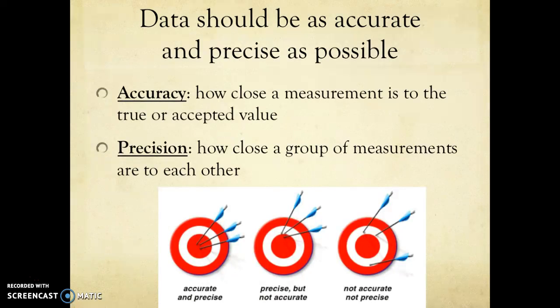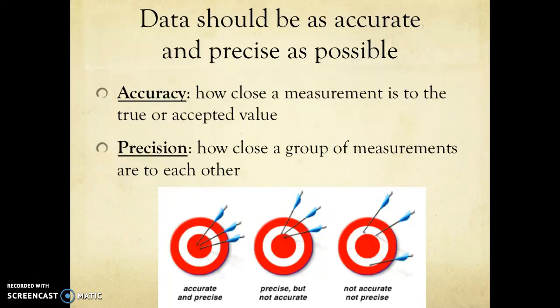One thing that's important is that data is as accurate and precise as possible. We want to be as careful as we can when we're collecting data because we want to make sure that we are being correct. We want to try our best to avoid any errors. Now, accuracy and precision are two similar things. Accuracy is how close a measurement is to the true or accepted value. And precision is how close a group of measurements are to each other.